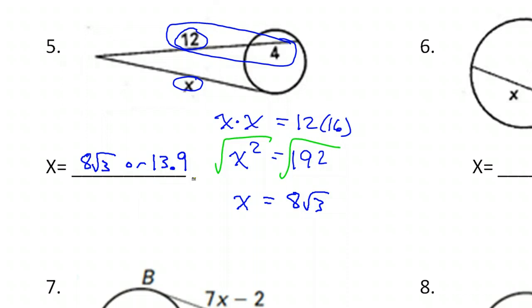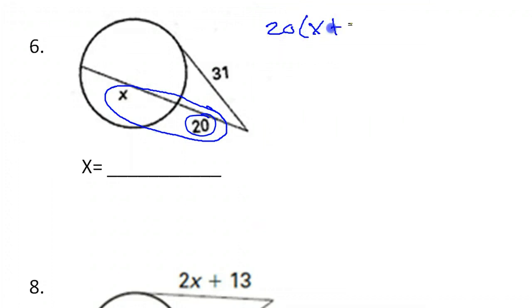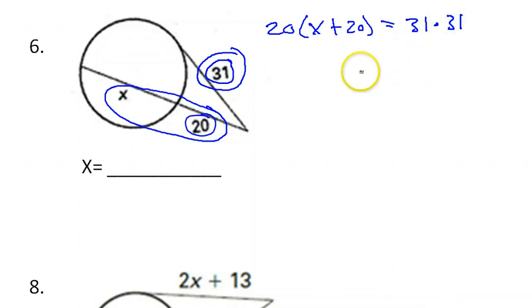So that's it for number 5. Number 6 is almost the same thing. Alright, part times whole. Okay, so that's 20 times x plus 20 is equal to part times whole. Okay, 31 is the part and the whole. So that's going to be 31 times 31.